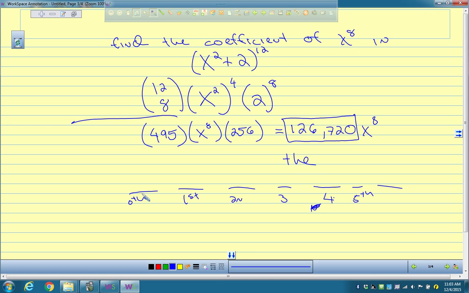No, it would be the 9th term, because this number is 8, so it would be the 9th term in that sequence, because that one's going up from 0, 1, 2, 3, 4, 5, 6, 7, 8. So it would be the 9th term. Because this exponent is 8, and that exponent starts off being 0, so this would be the 9th term in that sequence. So that's kind of messed up.